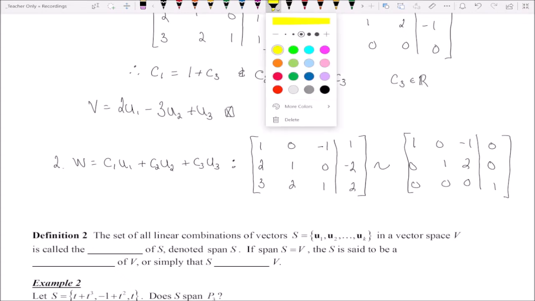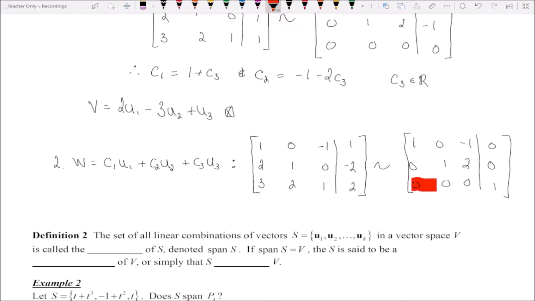Right, now notice this last row. That says that 0 is equal to 1, which of course we all know is nonsense. So we can conclude that this equation, this system, has no solution. So we cannot express W as a linear combination of the vectors in S. So we'll just say of the set S.